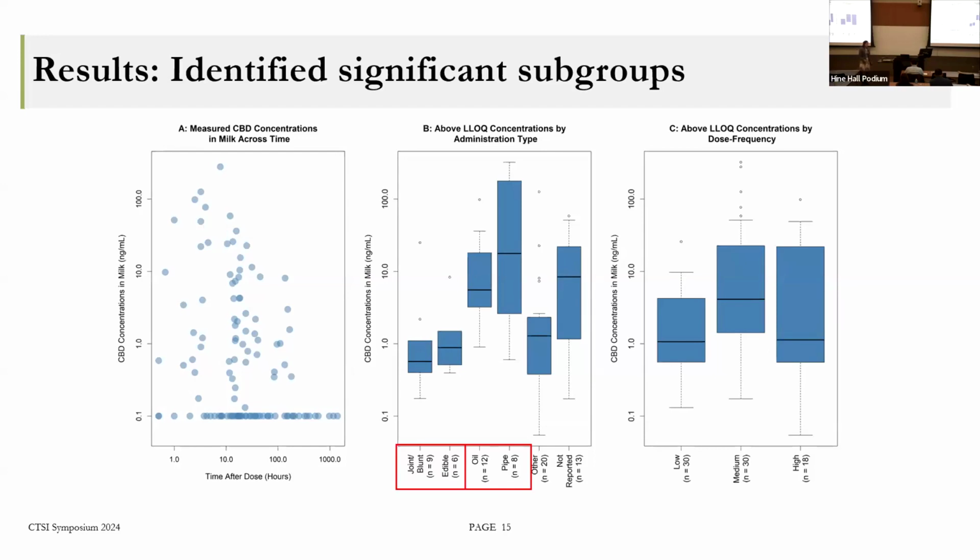And at the end of the day, we did see statistically that joint/blunt tended to have lower concentrations in breast milk than oil and pipe. So those were the focuses of the subgroup analyses.